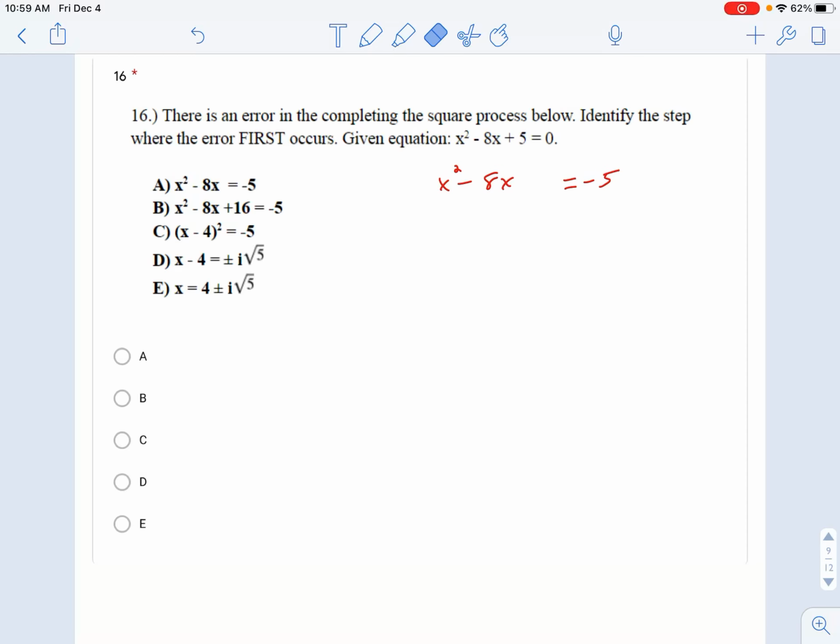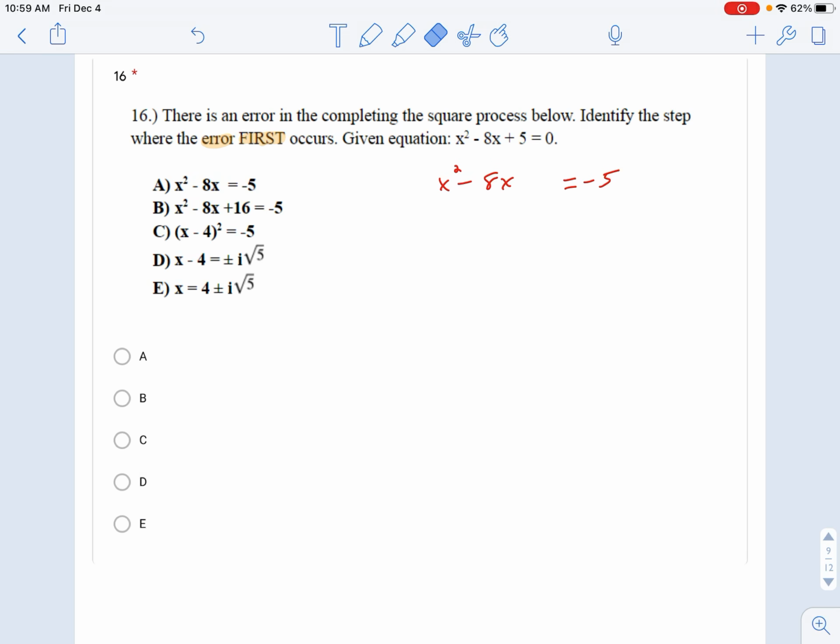Okay, number 16. So here we have a completing the square process all worked out, except that it's wrong. There's an error, and you are supposed to identify the first step where the error occurs. What I'm going to do is work out the completing the square method over here on the right, and when my way gets different than this, that's where the error is going to be.